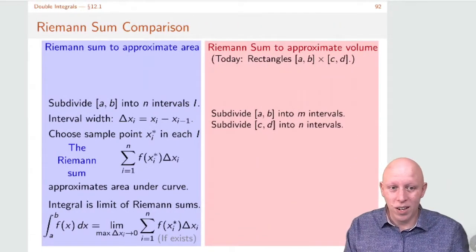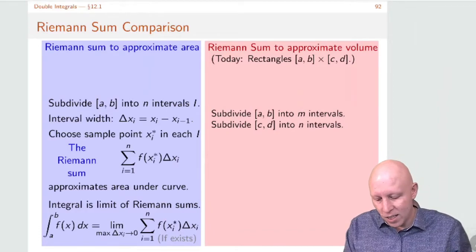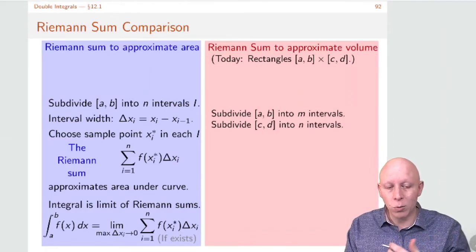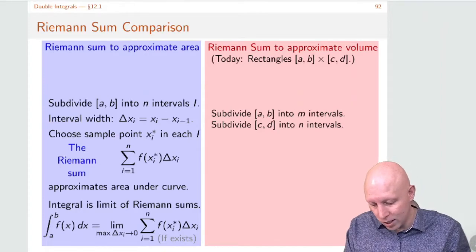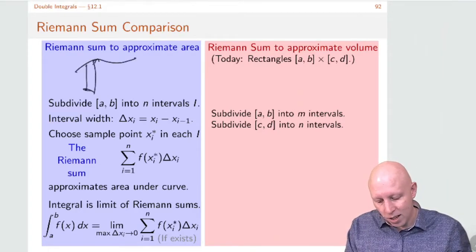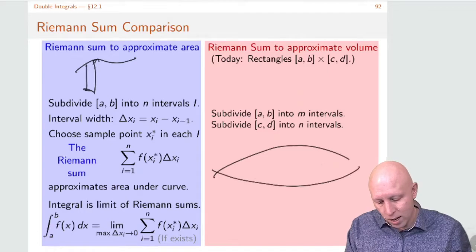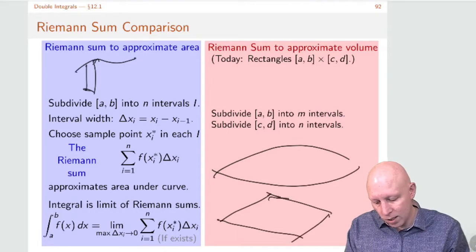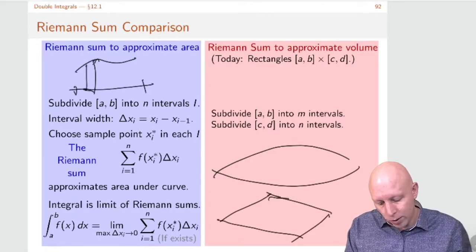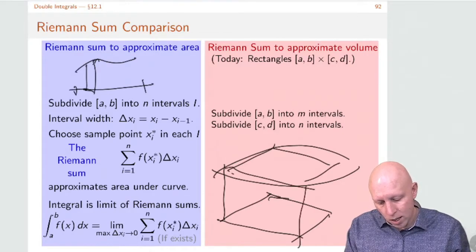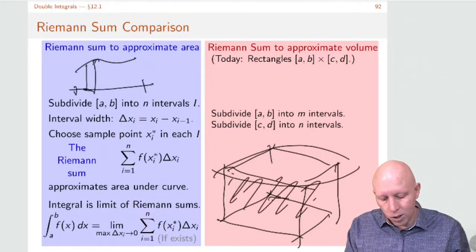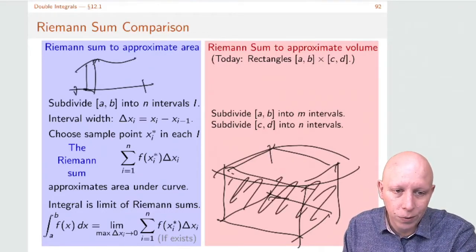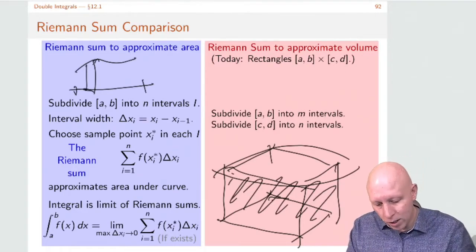Now we're here with multivariable calculus, and instead of having a picture in which we have a function and we're looking at rectangles underneath it, now we have a surface. And instead of looking at this surface over an interval, we're looking at the surface over a rectangle, and we're asking what's the volume underneath that surface. Alright, so how can we approximate that?